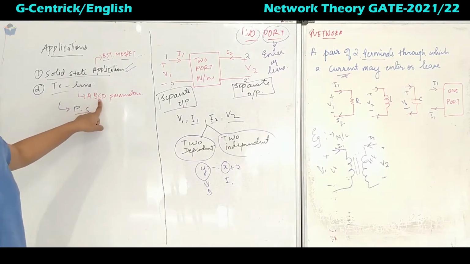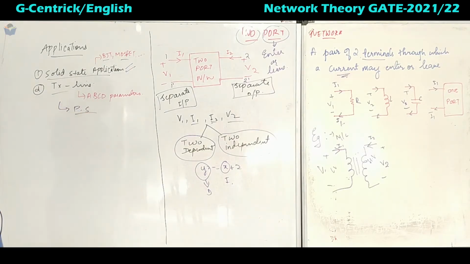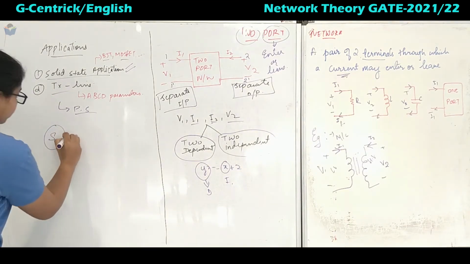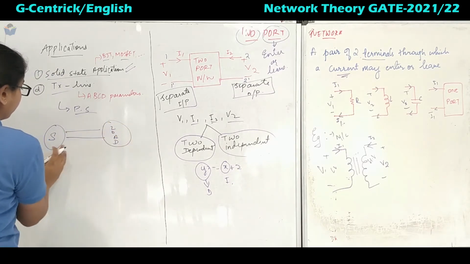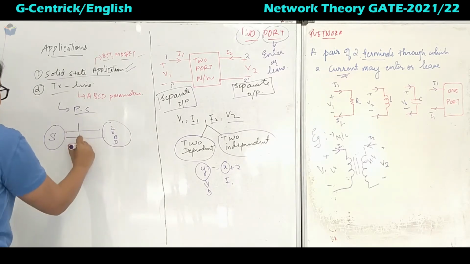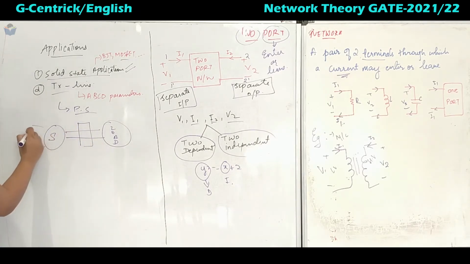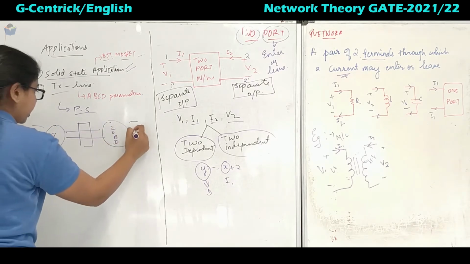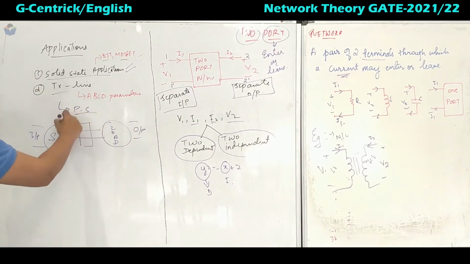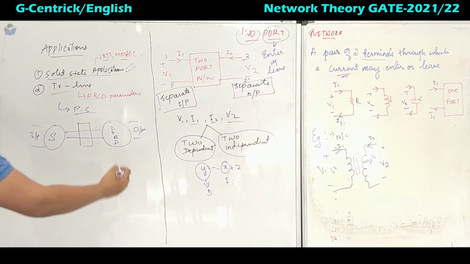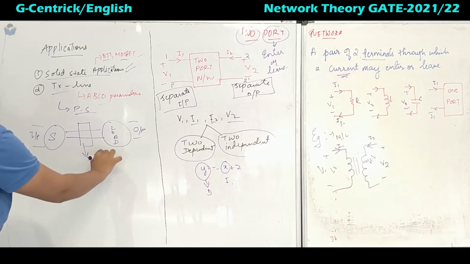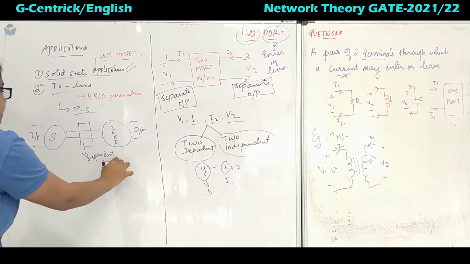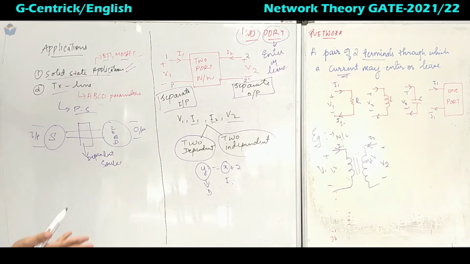One example is the ABCD parameters. When studying this, we will see there is a source, some transmission line, and a load. Power should move from source to load, and in between, the source will have input terminals and the load will have output terminals. In between we will model the circuit using ABCD parameters, and here also there will be dependent sources.